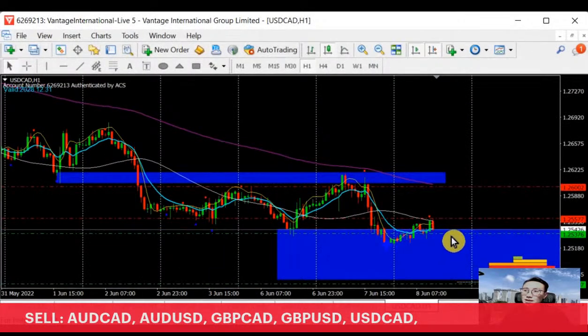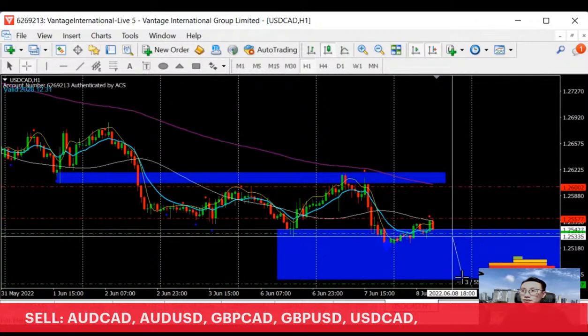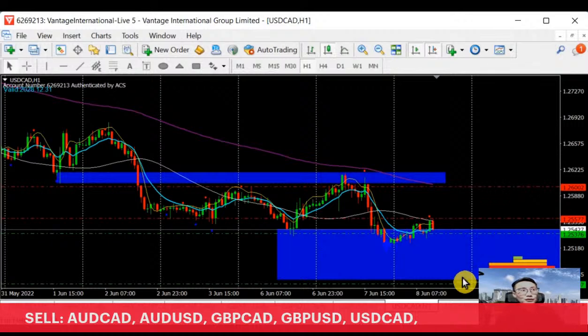and retested as a resistance once again, then likely we will have another round of 50, another 50 to go. So that's the plan, the setup over here for later on in the US market.